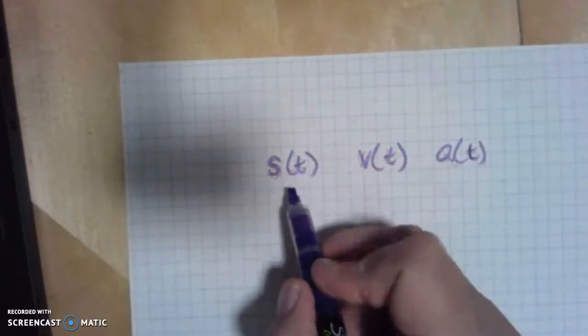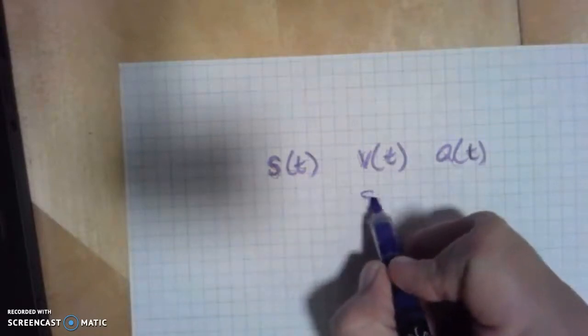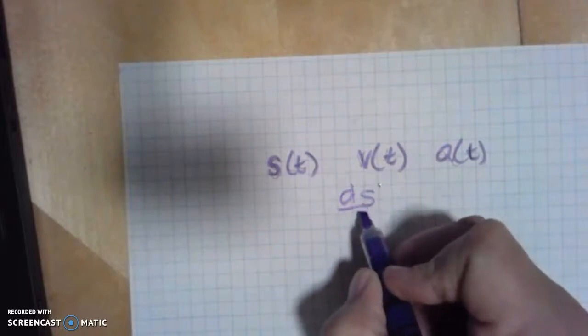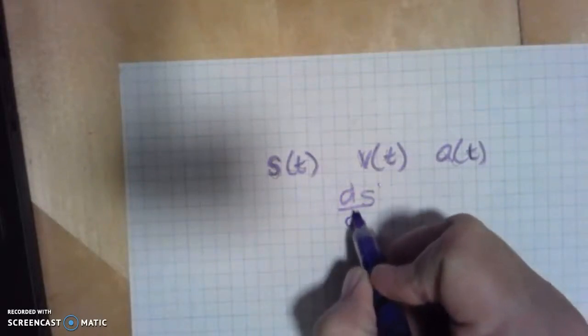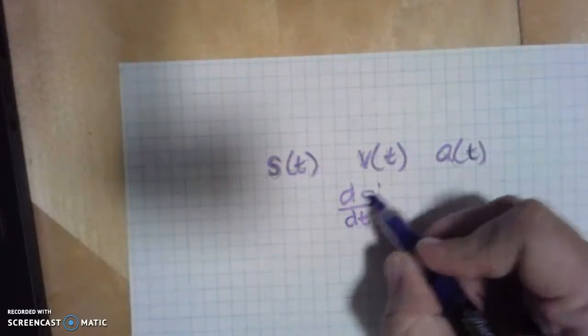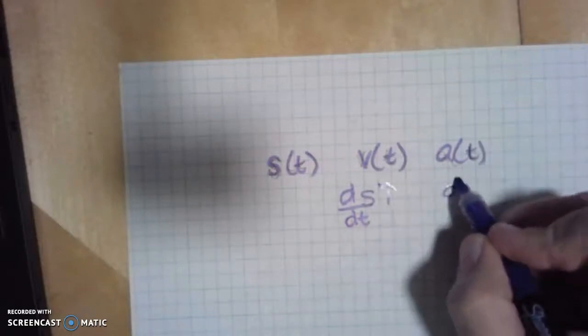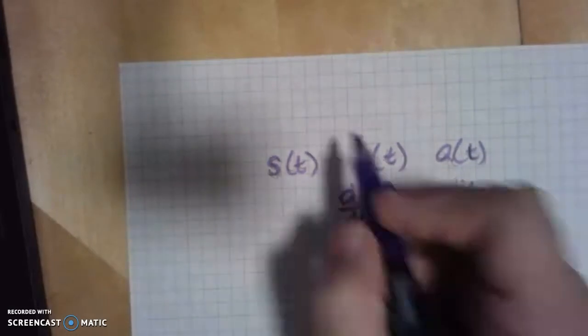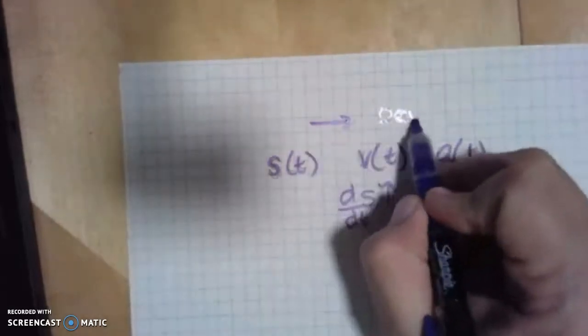Okay, so if I take the derivative of position, I get velocity. And if I take the derivative of velocity, I get acceleration. Okay, so going this way, you take the derivative.